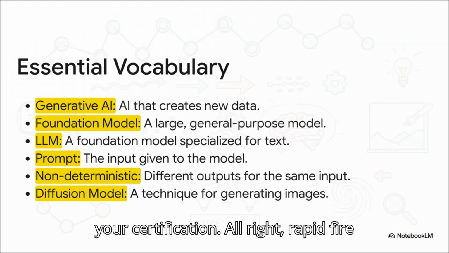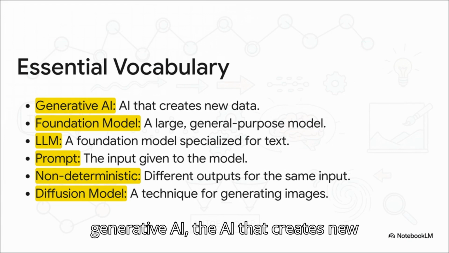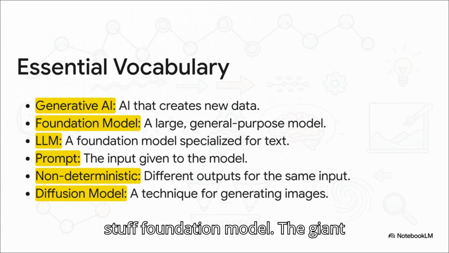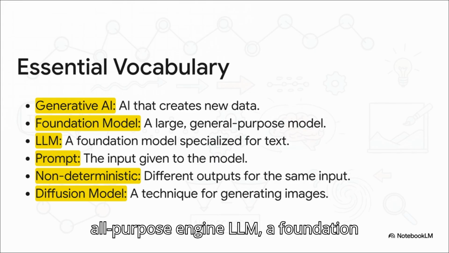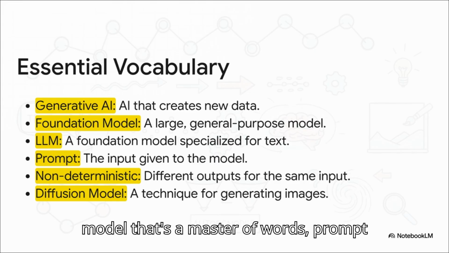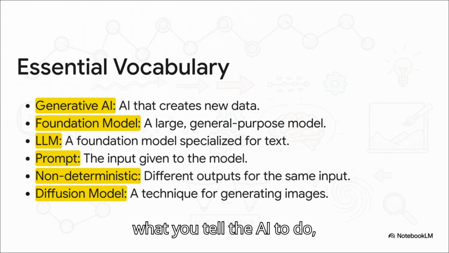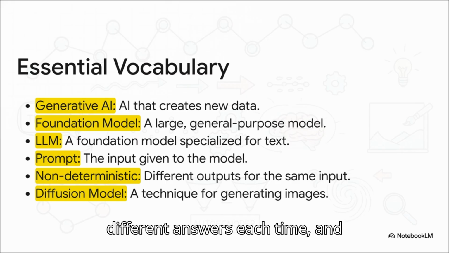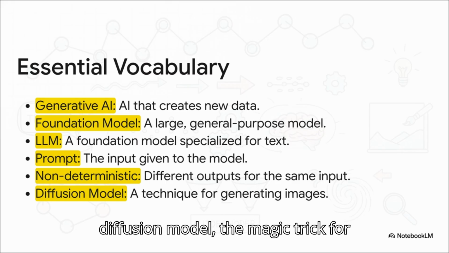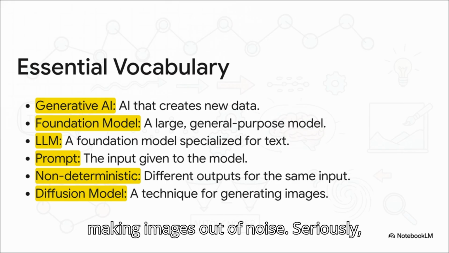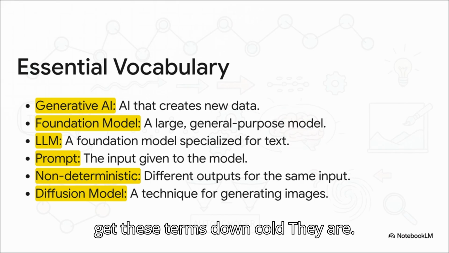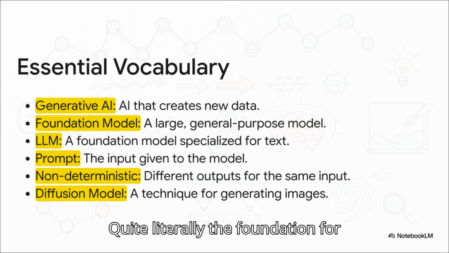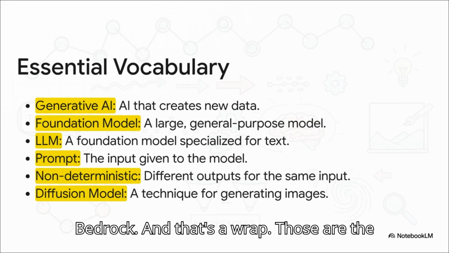All right, rapid fire. Generative AI, the AI that creates new stuff. Foundation model, the giant all-purpose engine. LLM, a foundation model that's a master of words. Prompt, what you tell the AI to do. Non-deterministic, the reason you get different answers each time. And diffusion model, the magic trick for making images out of noise. Seriously, get these terms down cold. They are, quite literally, the foundation for understanding a service like Amazon Bedrock.